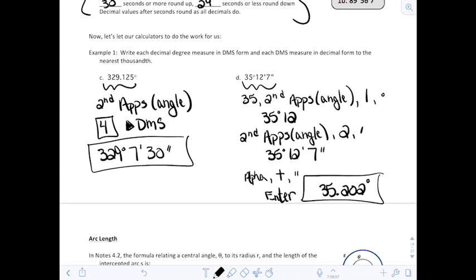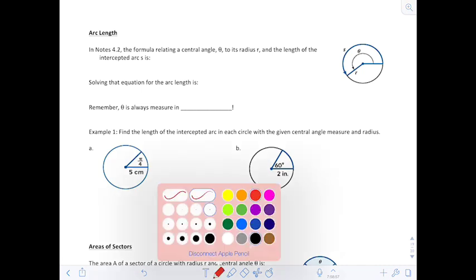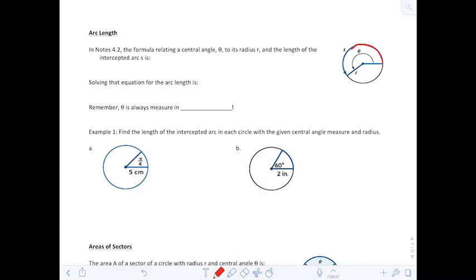All right, let's go to the other page. Now we're going to talk about arc length, which we've already visited a little bit. So arc length is the distance that we are traveling around a circle, and it's not necessarily all the way around the circle. In fact, most of the time what we're looking at, it's not all the way around. So this would be the arc length.